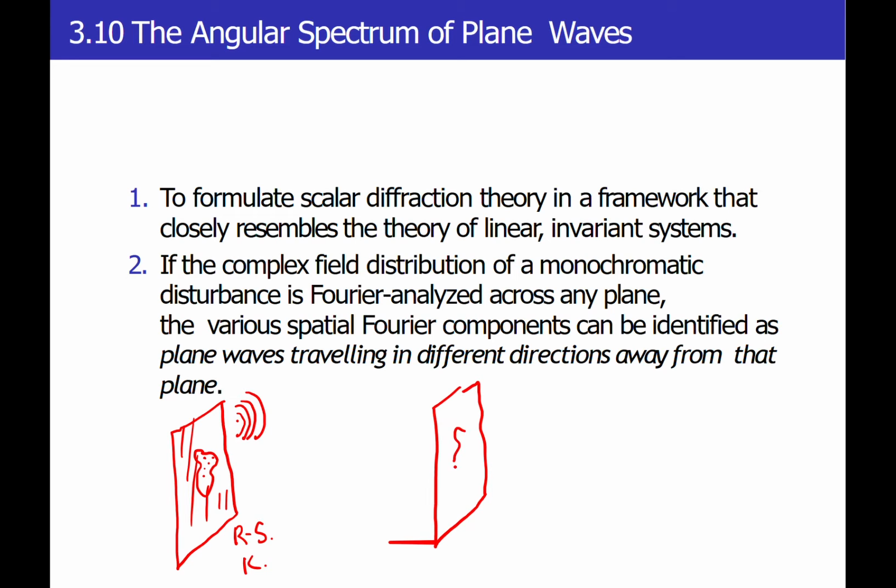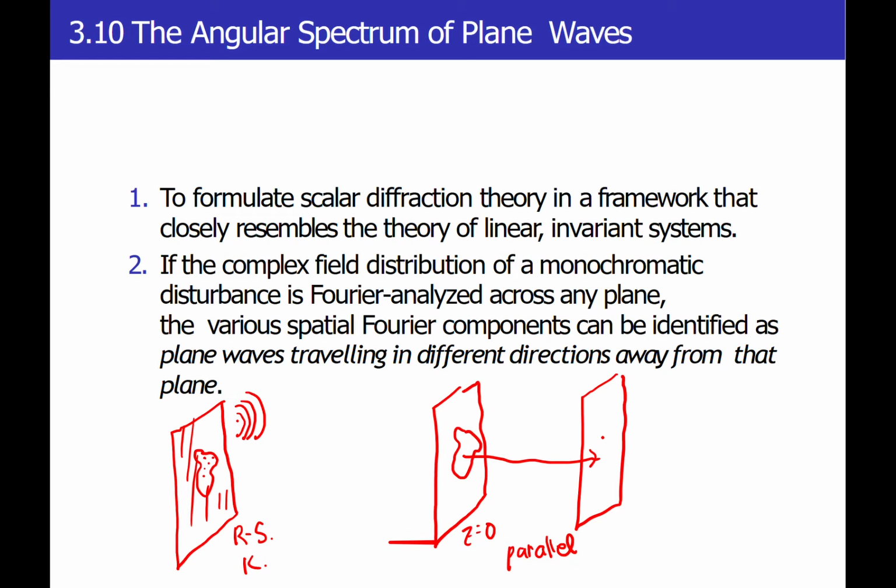So we have a certain aperture here, and as we have seen here, if the complex field distribution over a monochromatic disturbance is Fourier analyzed across any plane, the various spatial Fourier components can be identified as plane waves traveling in different directions away from that plane, so that we have another plane here. Let's say z equal to 0, and from here to here is z. Let's assume that is the parallel plane.